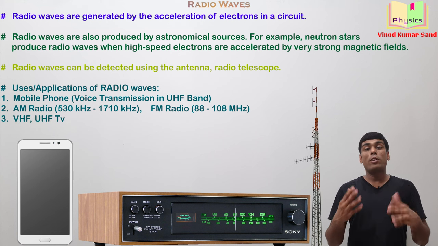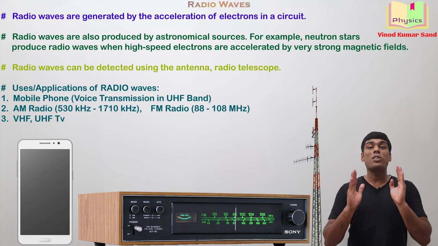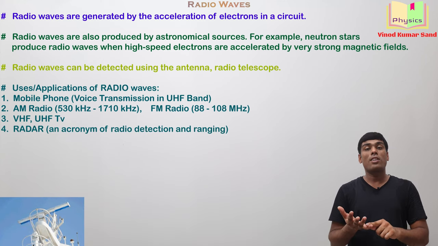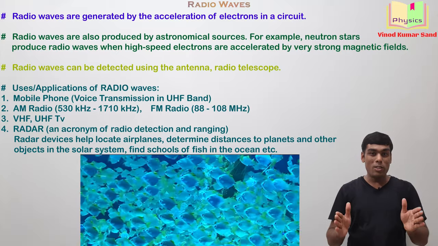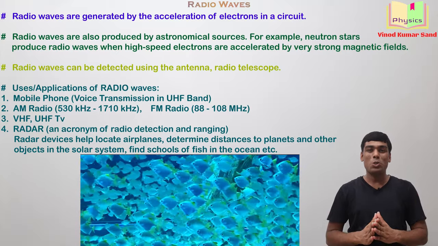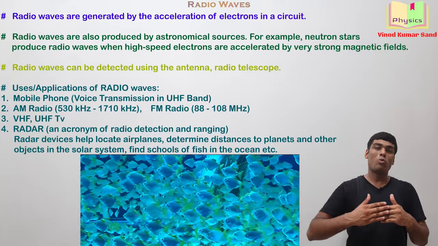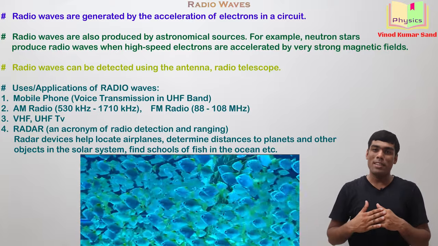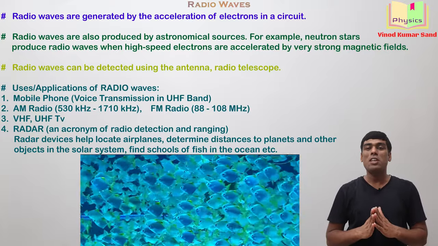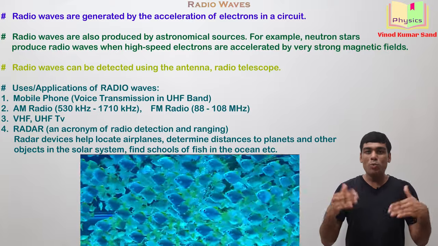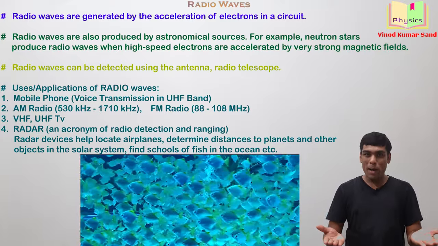Okay. Radio waves, another major application is the radars. Radars are used to locate the planes, the missiles, or to locate the school of fish in the ocean. Radars are used to find the distance of the other planets with respect to the Earth. So there are numerous uses of the radio waves. The radio waves are also used in biology.